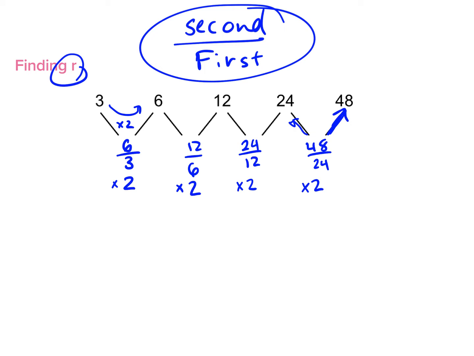So if you just think second divided by first. And you can always check your work to make sure what you did is right, because we multiply by 2 to get from 6 to 12. Multiply by 2.